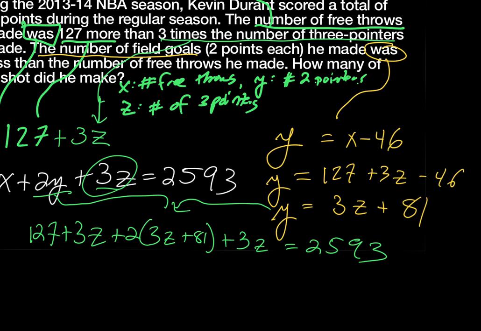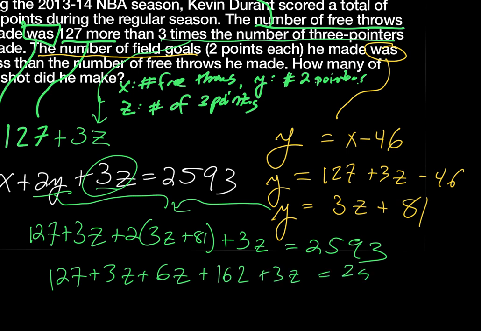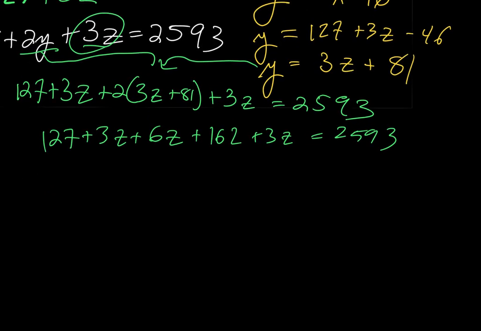127 plus 3z plus 6z plus 162, because 2 times 81, plus 3z equals 2593. And some of you say, well, can't I do this, and can't I do that, and can't I start combining these things? My caution is always don't combine too much too soon.